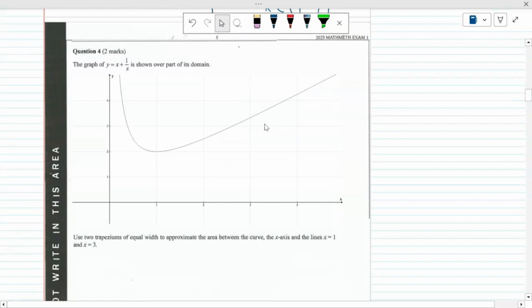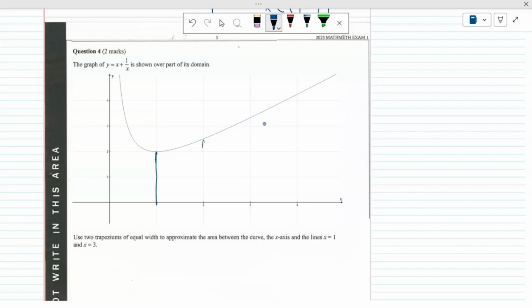The graph y equals x plus 1 over x is shown over part of its domain. So that's going to be only the positive part. So the negative hasn't been drawn. All right, use two trapeziums of equal width to approximate the area between the curve, the x-axis, and the lines x equals 1 and x equals 3. So that means this line here. Two trapeziums, so we have to establish two trapeziums. So using a ruler, this is one trapezium, and we need to find out the value.